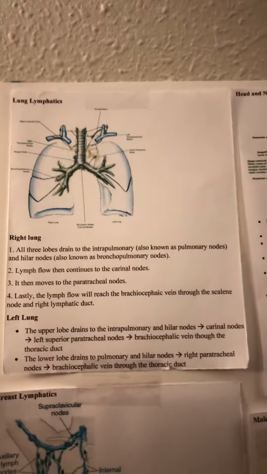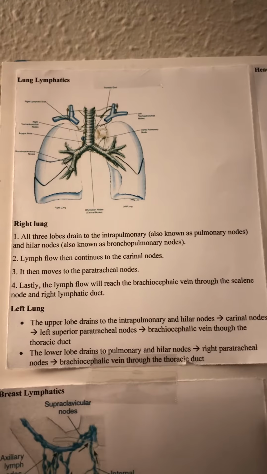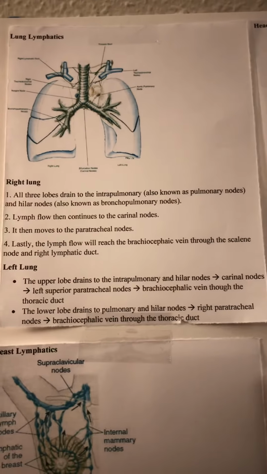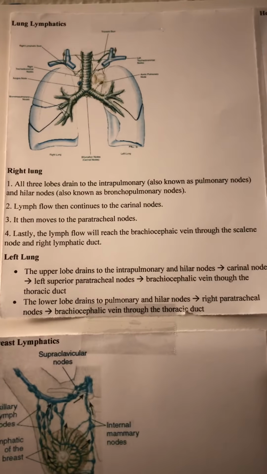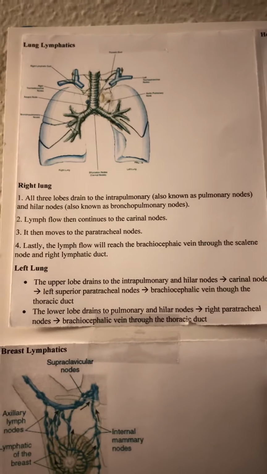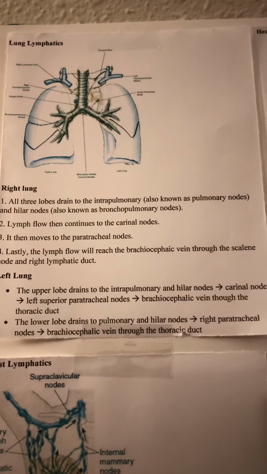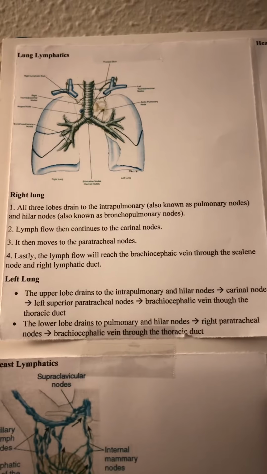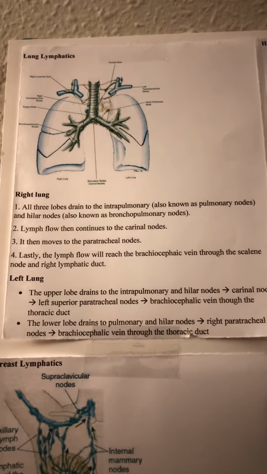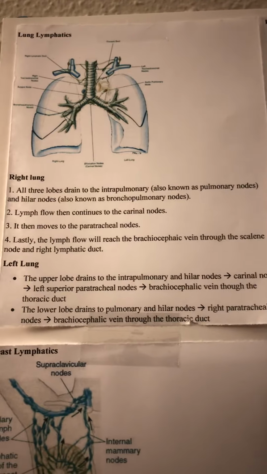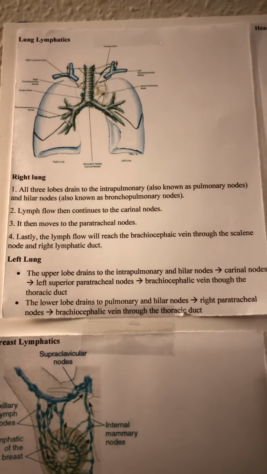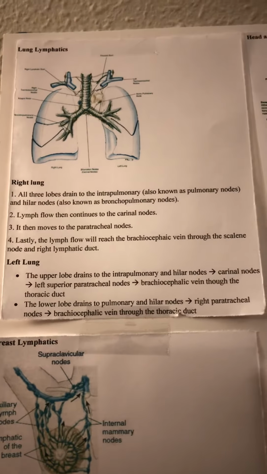And then we'll start over here with the lymphatics of the lung. I split these into the right and left lung, and so for the right lung, the flow starts off all three lobes of the right lung drain into the intrapulmonary lobes, and then it moves to the hilar nodes. Then it goes to the carinal nodes, then to the paratracheal nodes, and lastly the flow goes to the brachiocephalic vein through the scalene node and goes into the right lymphatic duct.